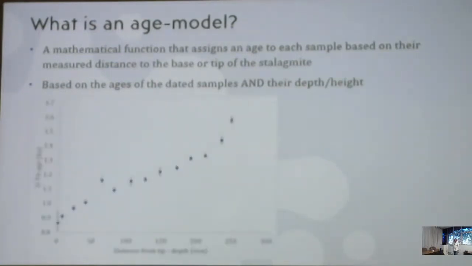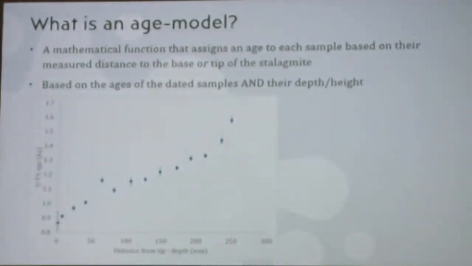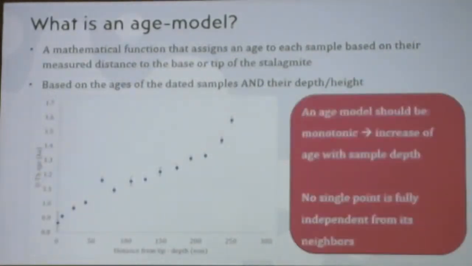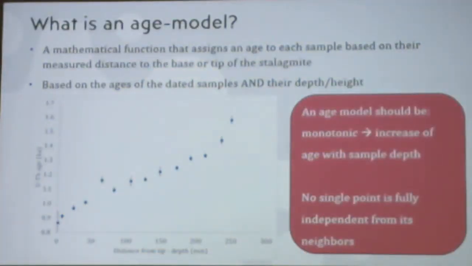This is an age model. This is not an age model. This is just a plot of distance against corrected age. An age model is basically an equation that gives us a relationship between distance from the tip, or depth, and its corresponding age. Each model should be monotonic, which basically means that age has to increase as depth increases.